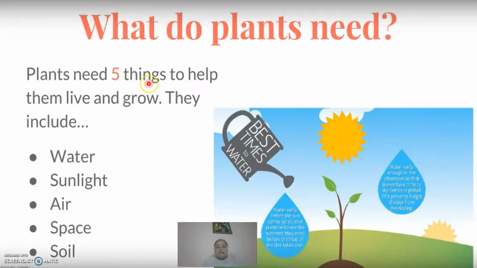Now let's see, what do plants need? Plants need five things to help them live and grow. And those things are water, sunlight, air, space, and soil. Now let's see, what does this picture show us? It shows us the best times to water. Water early before the sun comes up so your plants will have the nutrients they need before the heat of the day takes over. And water early enough in the afternoon so that leaves have time to dry before nightfall. This prevents diseases from developing.